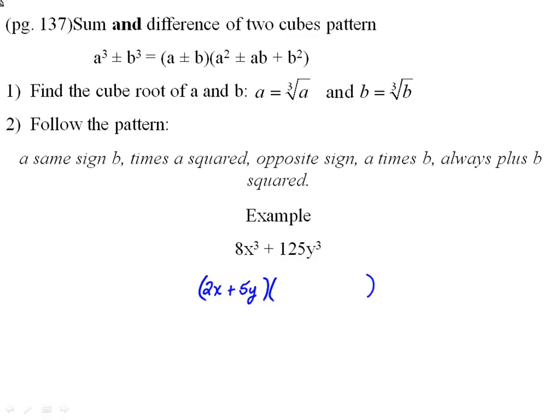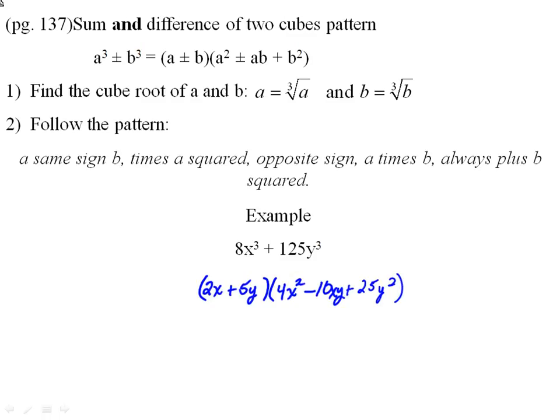Alright, one more time. You're going to have A squared, which is going to be 4x squared. Opposite sign, A times B, which is 10xy. Always plus B squared is going to be 25y squared. And you're done. Okay?